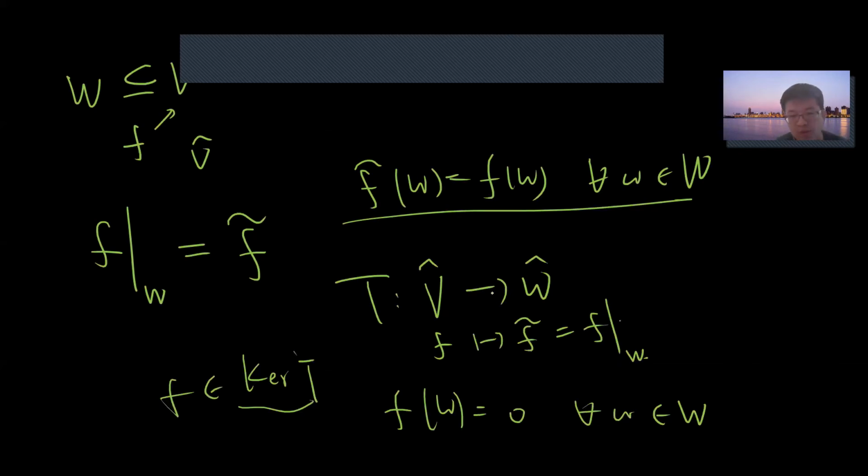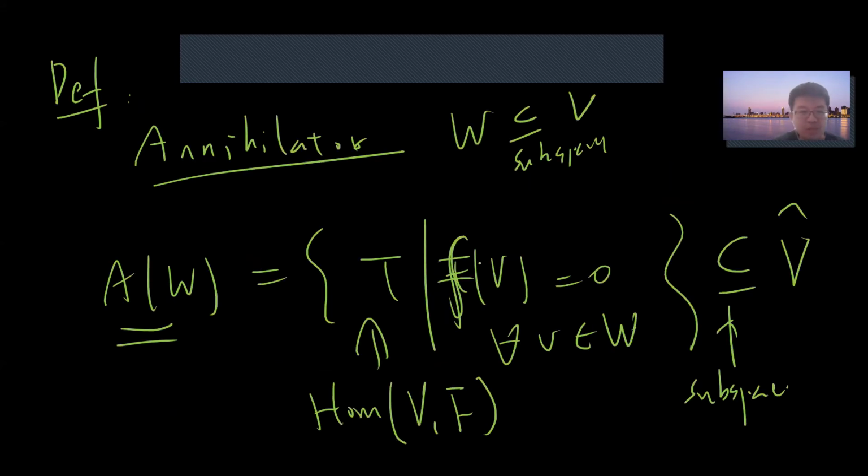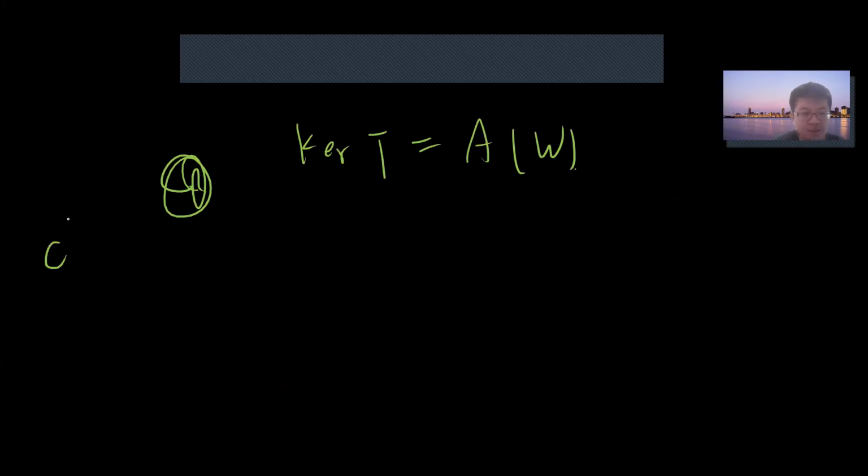Okay, now this is a restriction map, right? So you should intuitively think this is an onto map. So the claim: T is onto.